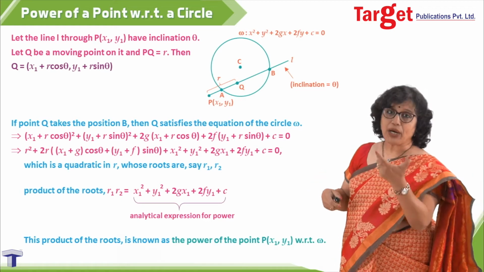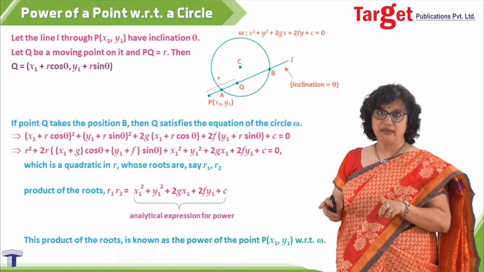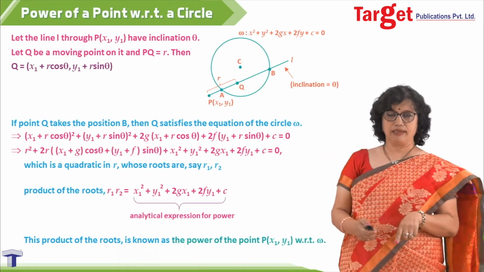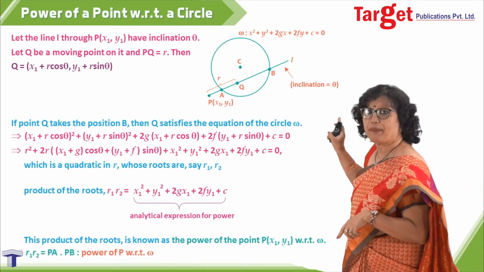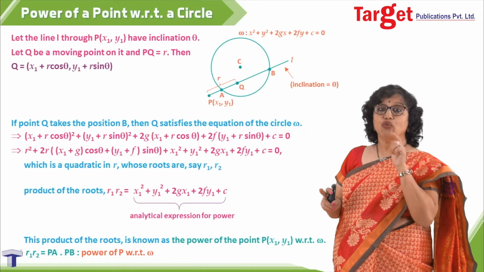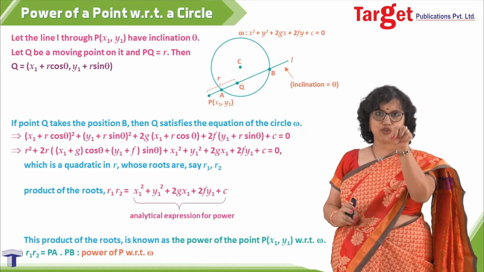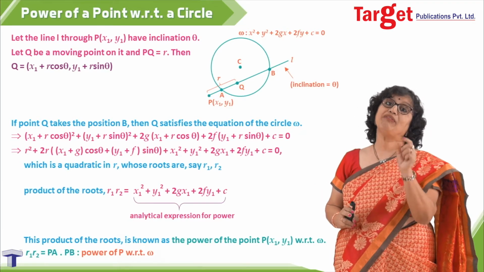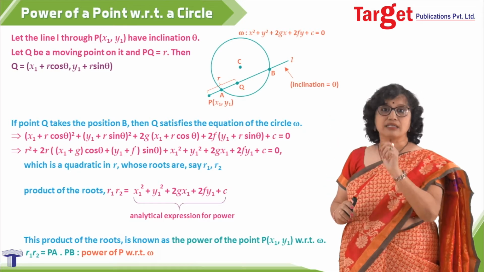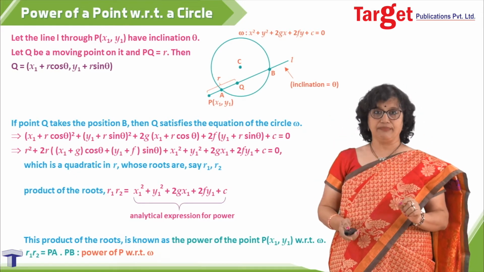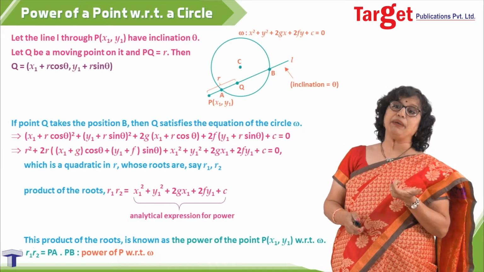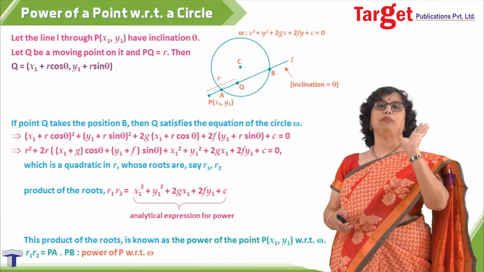Okay, so the product actually is the power with respect to the given circle, correct? Actually, what are R1 and R2? If you look at the picture, R1 would be that value of R at point A, and R2 would be the value of R at point B. If that is the situation, we are talking about the product PA·PB, correct? And PA·PB, this is actually power.